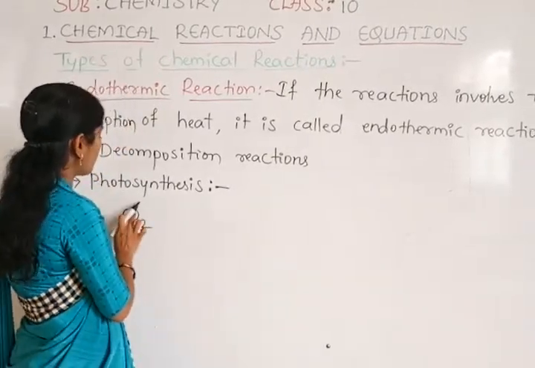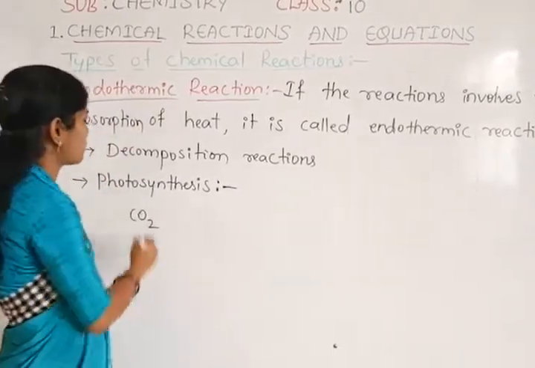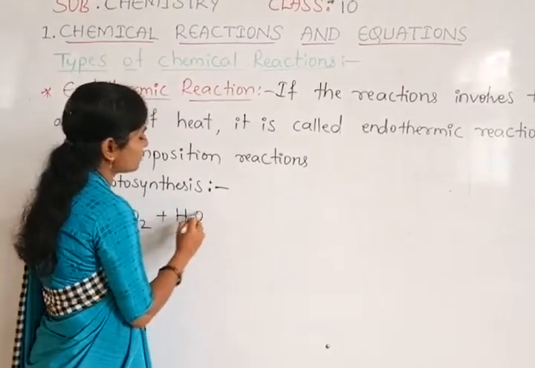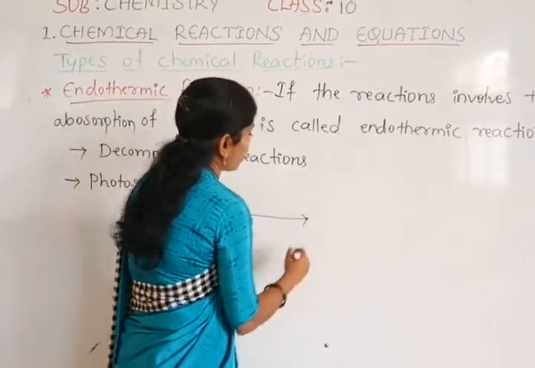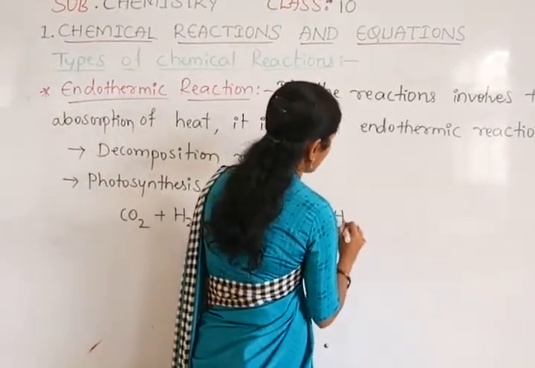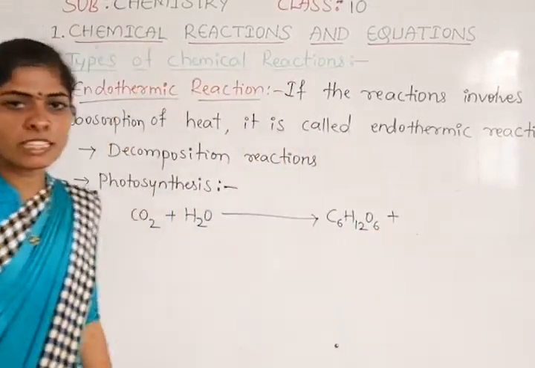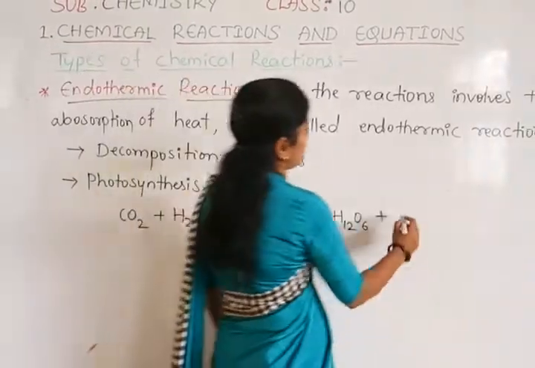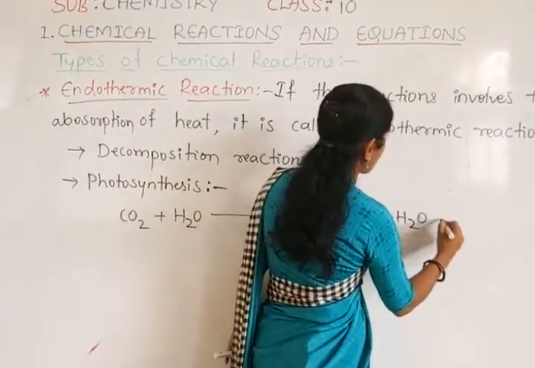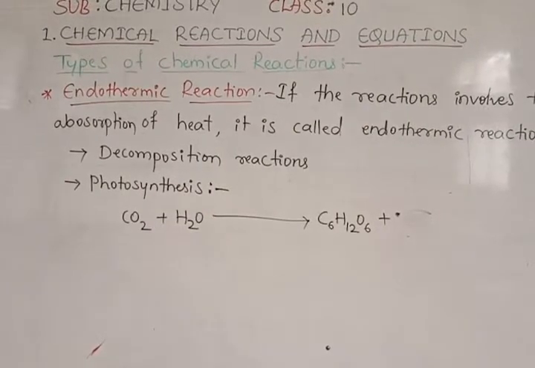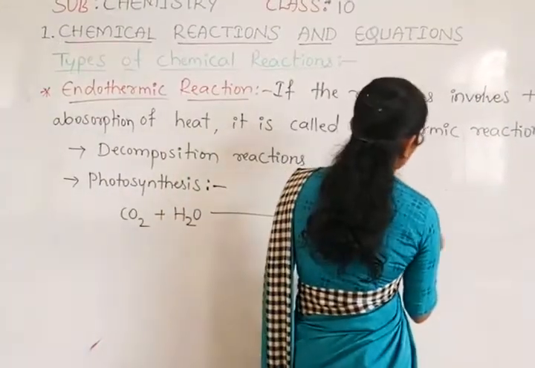So in the process of photosynthesis, the plants absorb carbon dioxide from nature and use water, and they form food in the form of glucose, that is C6H12O6. With that, what happens in the photosynthesis process? Yes, they form oxygen and water. Okay.